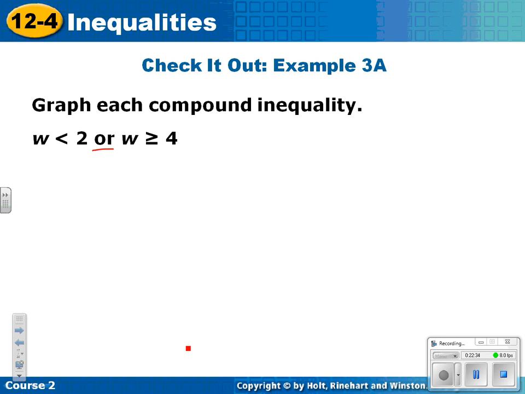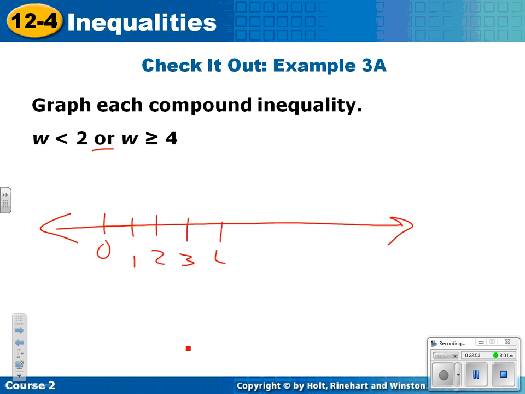If you were to graph this one, you have a number line. Okay? Our lowest one, let's see, I'm going to start at 0, 1, 2, 3, 4, 5, 6, 7. All right. First of all, W is less than 2. So, should I put a dot or a circle at 2? Which one? Quick. Cesar. Circle, because we're not including 2.